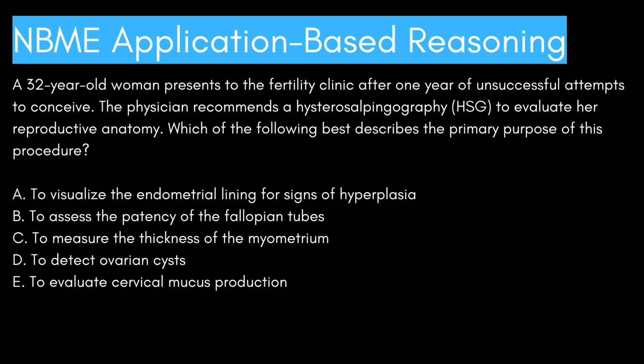A 32-year-old woman presents to the fertility clinic after 1 year of unsuccessful attempts to conceive. The physician recommends a hysterosalpingography, HSG, to evaluate her reproductive anatomy. Which of the following best describes the primary purpose of this procedure?